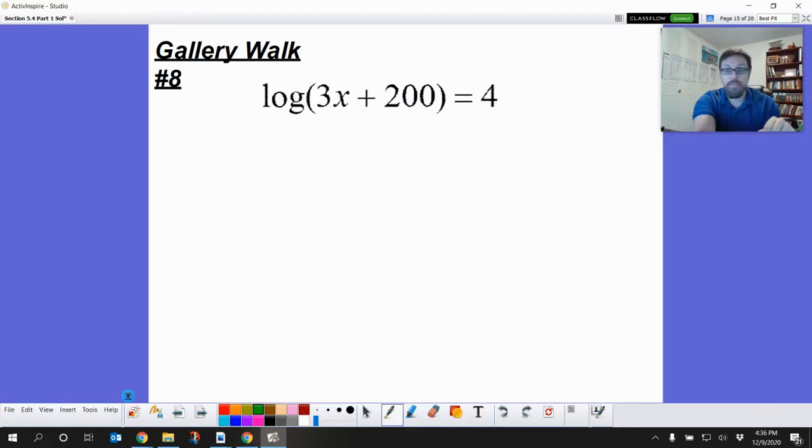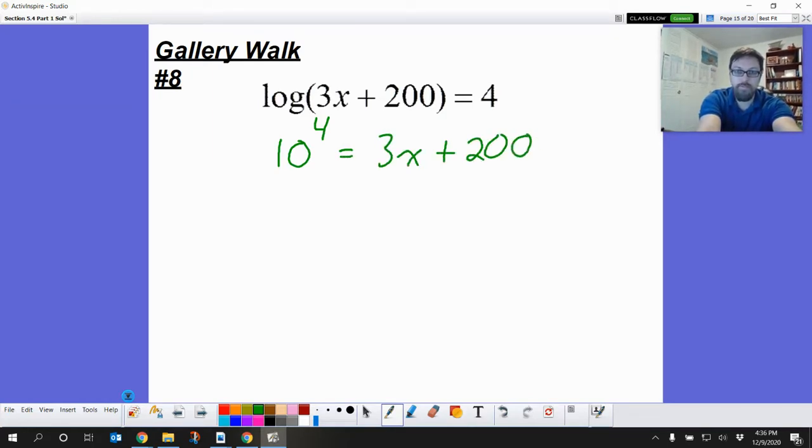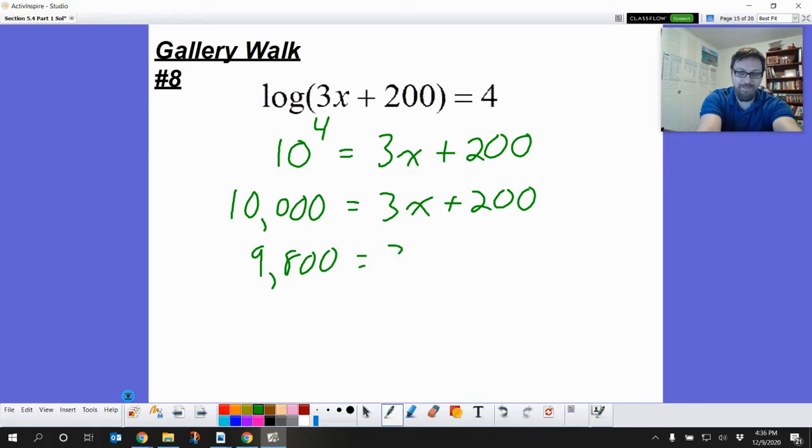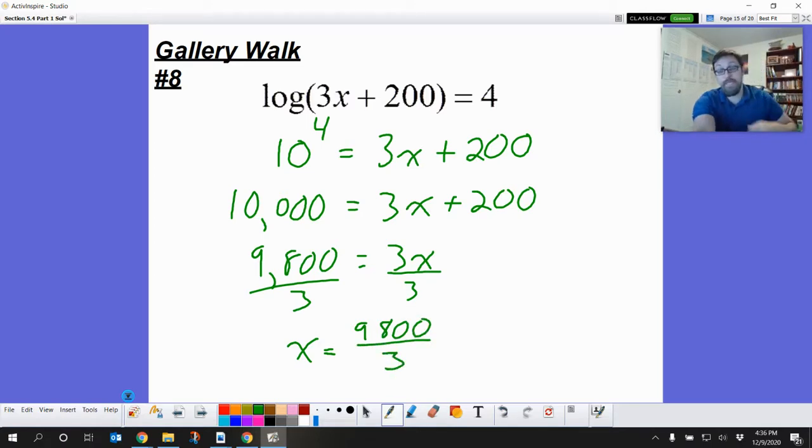That is common log. So common log is base 10 to the exponent of 4 equals 3x plus 200. So 10 to the 4th is 10,000 equals 3x plus 200. Subtract 200 from there, so that's 9,800 equals 3x. Divide by 3. I don't think that divides nicely. So x equals 9,800 divided by 3. It's a big gross fraction, but whatever. That won't divide. So that's it.